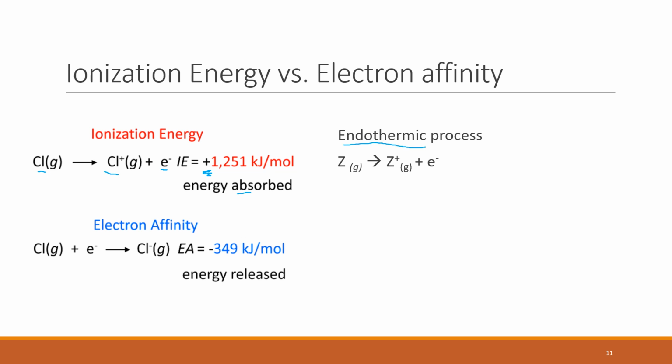For electron affinity then, this is where we're adding an electron. So notice we have neutral gaseous chlorine plus an electron. Once we add that electron to it, it results in chlorine with a -1 charge. Now notice for this process, it is a negative energy value. So energy is therefore released, indicating that it is an exothermic process. So that's the take home here. Electron affinity is an exothermic process. Ionization would be an endothermic process.